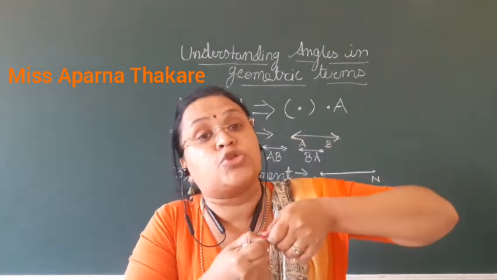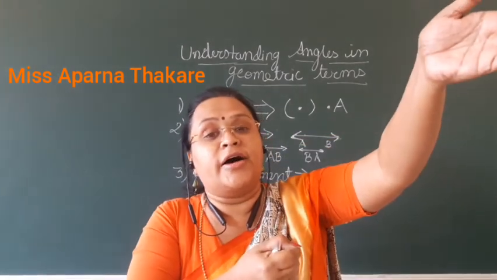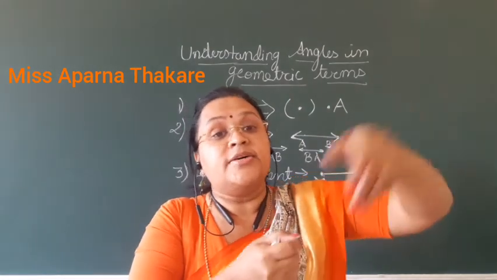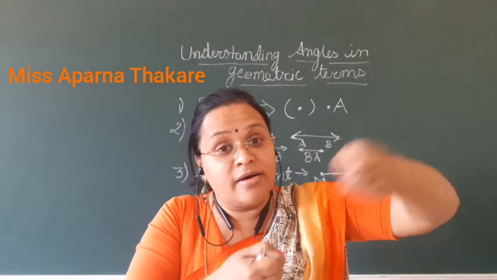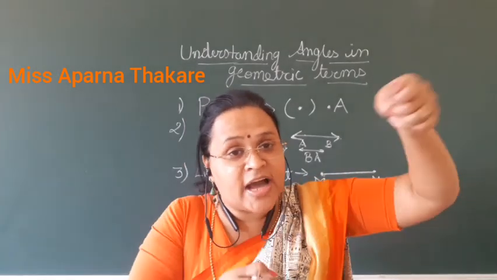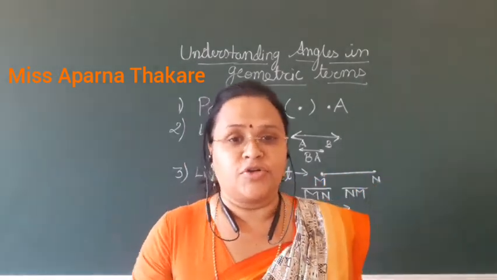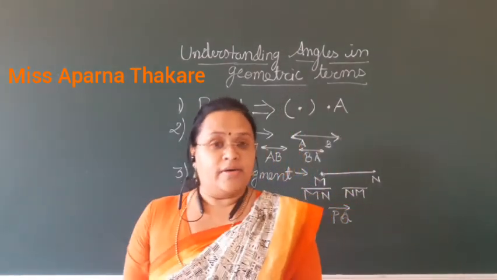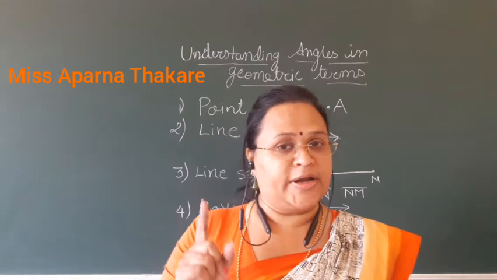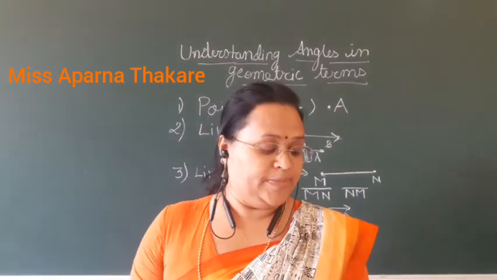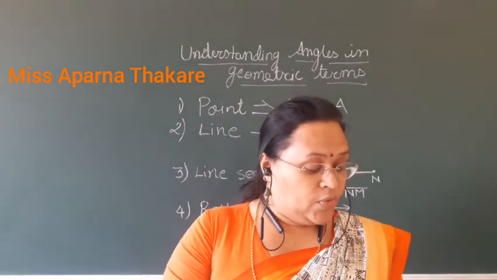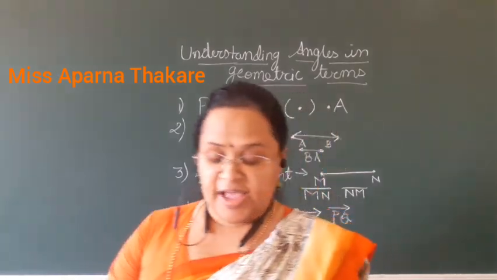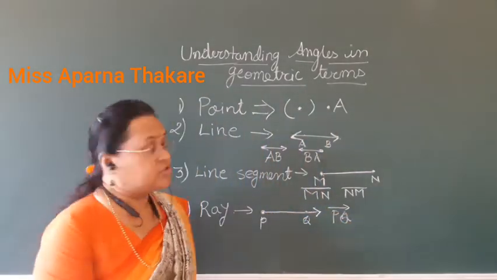end point, and when we throw that arrow, it goes endless. Is it? So that arrow is a ray. The arrow that is shown is a ray. Got it? So that is the ray. It has one end point and one endless point. Okay. So here we can see the point, that is, understanding angle in geometric terms.